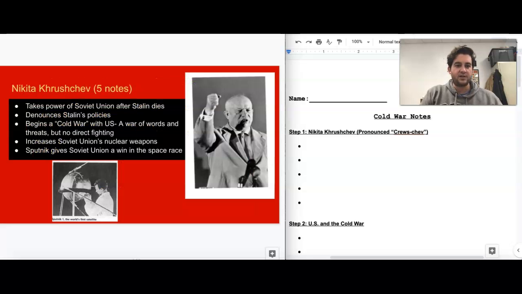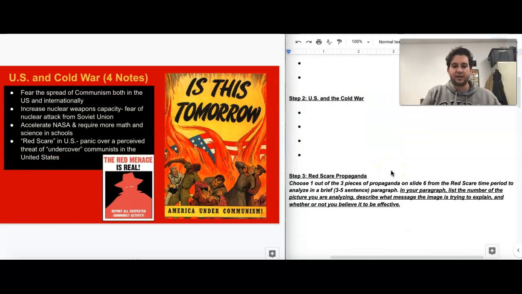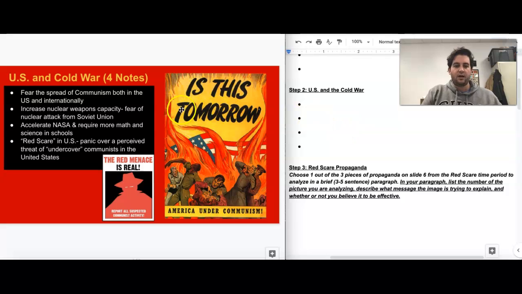Slide 4 here is when all of our information is going to pick up. So as you can see on our note sheet, step 1 involves Nikita Khrushchev. You can see how it's pronounced Khrushchev. So Nikita Khrushchev here, there are 5 notes. You can go ahead and just copy them down next to each bullet point. Step 2 then is going to look at the United States and the Cold War. So there are 4 notes for you here to write down as well. So just go ahead and copy those down.